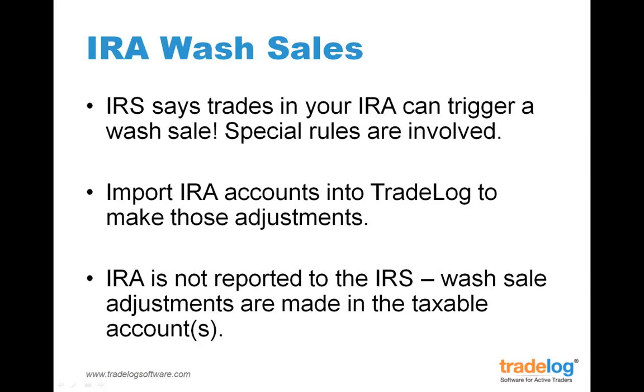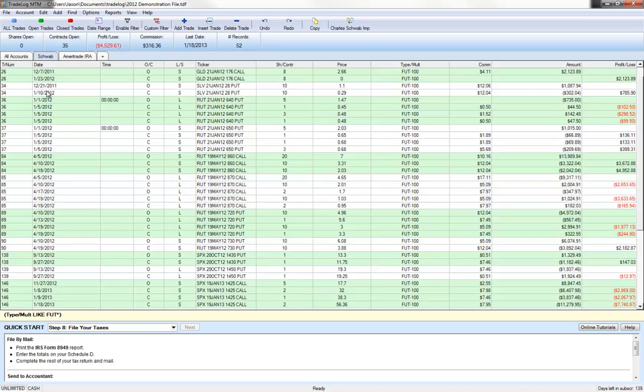Another great feature of TradeLog is that it's only going to make those wash sales if it absolutely has to. For example, if you had a loss that occurred in a taxable account and you traded within 30 days in the IRA, we're going to look to see if it's possible to prevent that wash sale adjustment by keeping the loss in your taxable account first. Again, there's more information about this on our blog.